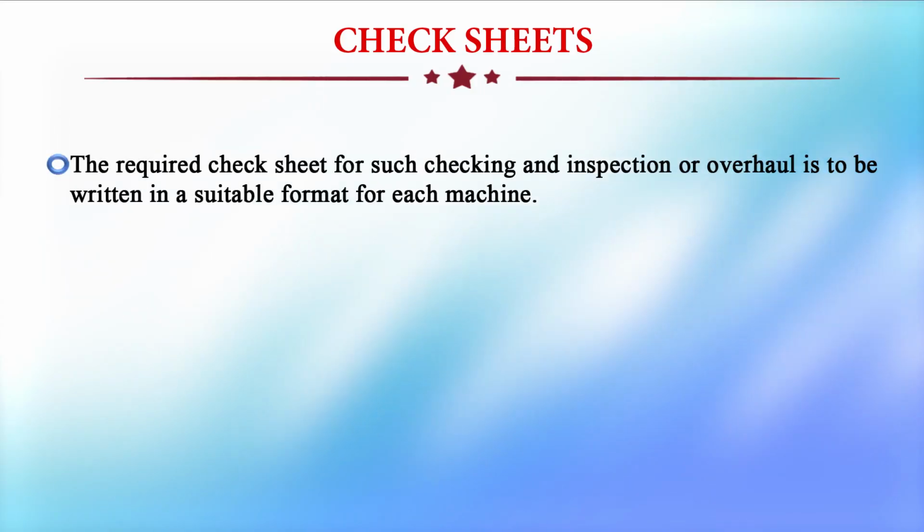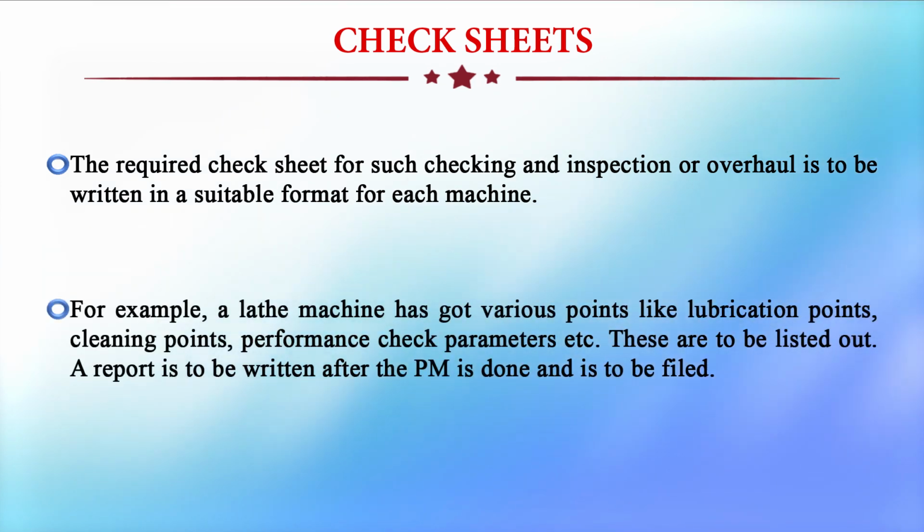The required check sheets for such checking and inspection or overhauls are to be written in a suitable format for each machine. So, each machine should have a check sheet, so that we can find out the information about the machine failure or machine timings. For example, a lathe machine has got various points like lubrication points, cleaning points, performance check parameters, etc. These are to be listed out. A report is to be written after the preventive maintenance is done and is to be filed. So, the check sheets are very much important.